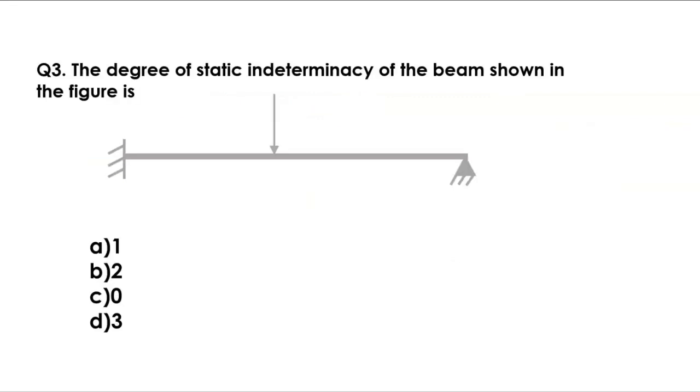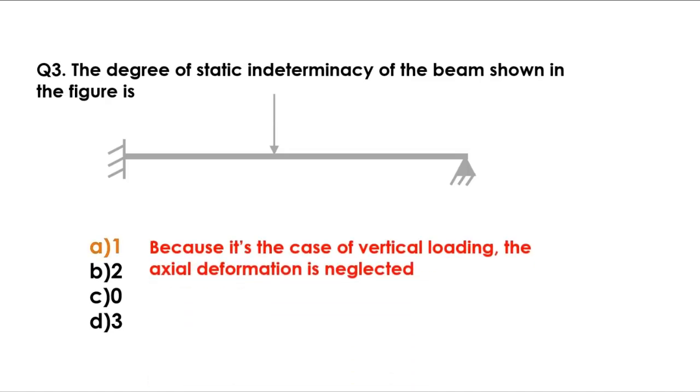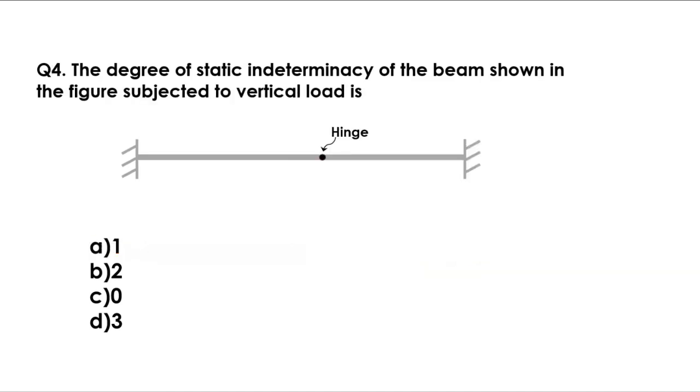Now moving on to the question, degree of static indeterminacy for the beam shown in the figure is, we have considered two cases. So this beam is subjected only to vertical loads. The axial deformation is neglected. So when the axial deformation is neglected, we got the degree of static indeterminacy as 1. So the correct answer is option A, 1.